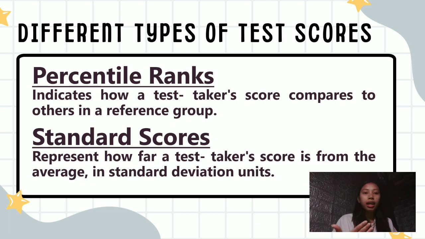Then ang gigamit nga formula is sa Z-score. So, ang formula sa Z-score kay Z is equals to X, which is ang raw score, minus ang mean, divided by the standard deviation. So, ang example, ang raw score niya 85 minus ang mean 75 kay 10. Then, i-divide siya sa standard deviation which is 5. So, ang iyang Z-score or ang standard score niya is 2.